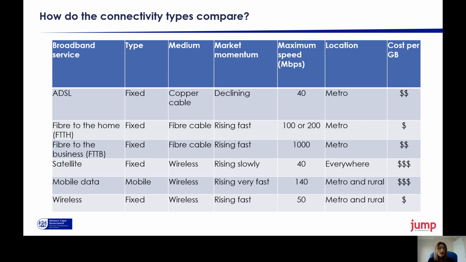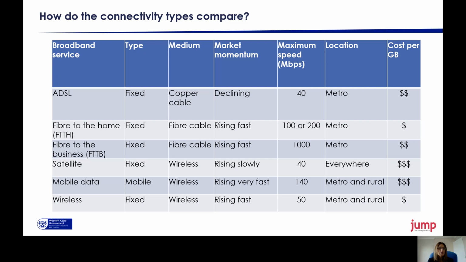So your ADSL, we said we know that's fixed. You need a copper cable. It's declining in terms of popularity. The speed is around 40 megabits per second. So if that's okay for your business, that can work. It's also largely metro based, and it's kind of a middle of the range spend.